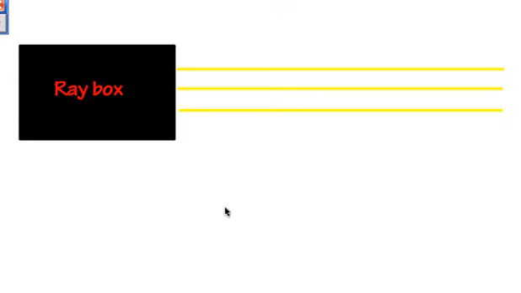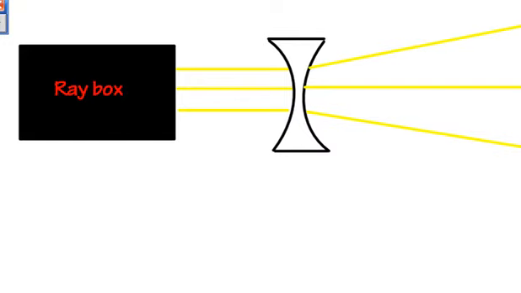This video shows you how to measure the focal length of a biconcave lens. I have a ray box set up with 3 parallel rays of light emerging from the ray box. I'm now going to put a biconcave lens in the path of the rays of light. You can see that the rays of light are now diverging.